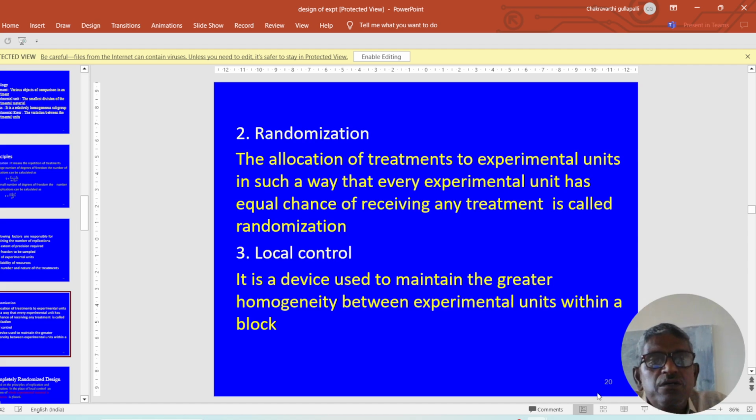And the third one is local control. It is the reduction of experimental error. It is a device used to maintain greater homogeneity between experimental units. Greater homogeneity means we have reduced the experimental errors, and that is what local control means.